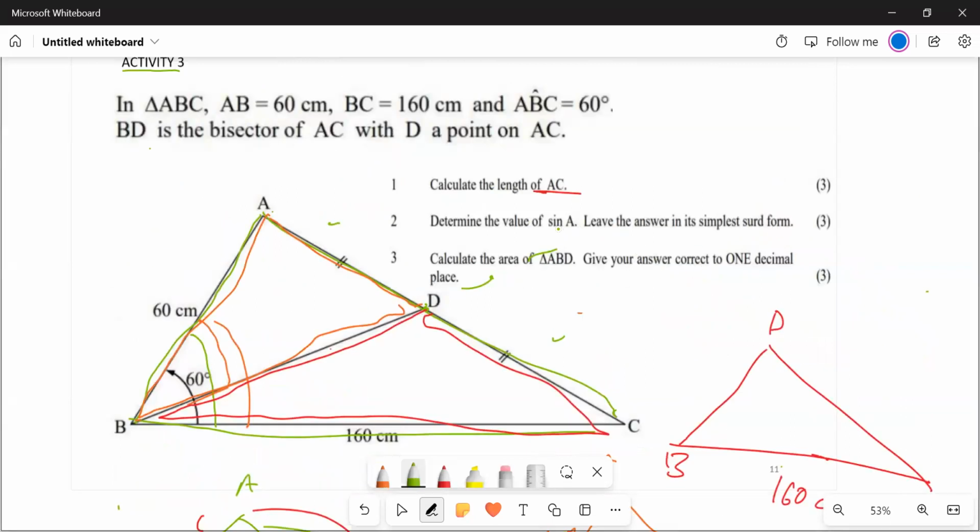What do they want for number 2? They want the sine of A. They don't want A. You get this? Okay? What do they want? They want the sine of A, and then they say you should leave your answer in a simplest surd form.